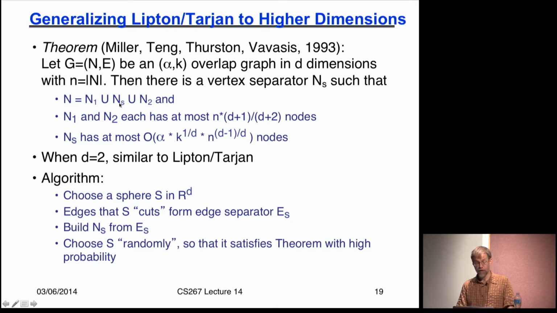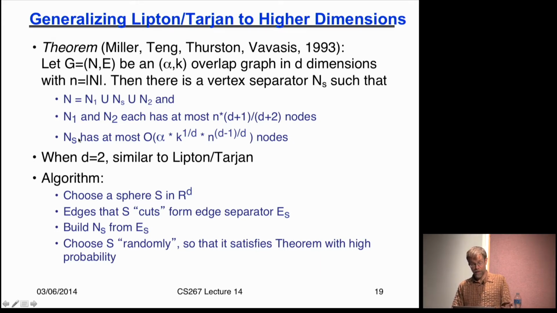If I take out those nodes, then I get the nodes on the left and the nodes on the right. Each one is going to be almost load balanced. Each one is going to have a decent fraction of the total number of vertices. So when d equals 2, that says that neither of the two partitions can have more than 3/4 of the total vertices. So it's almost as good as Lipton and Tarjan. Not quite. They said 2/3. This is 3/4, but this works in any number of dimensions.